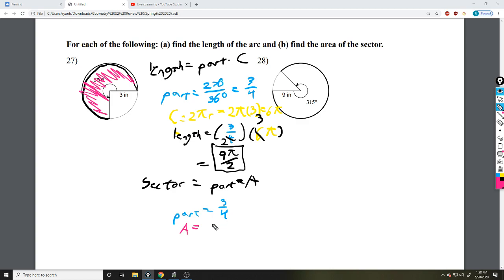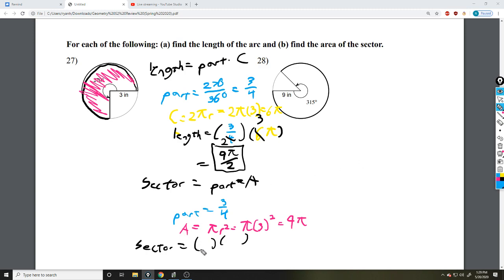Last week, I sent out a nice little activity that should give you kind of an idea of how this looks. But it's going to be pi r squared. The whole area is pi r squared. Pi times our radius is 3 squared. So 3 squared is 9 pi. So that means our sector is part times my area.